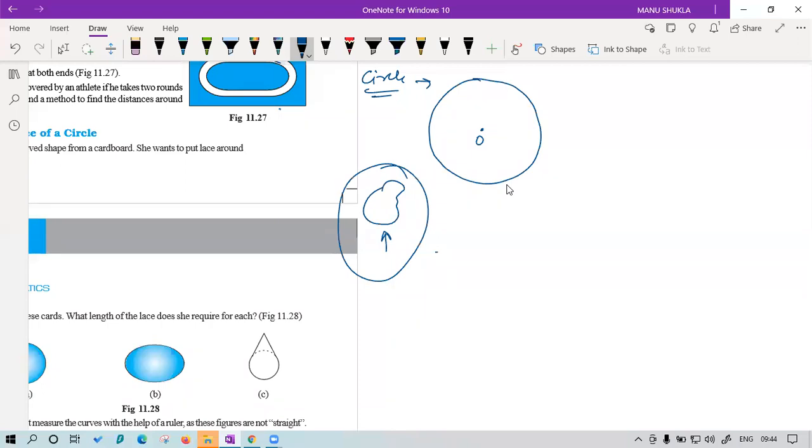Circle is a 2D figure having all points at equal distance from center. Very much correct. So circle is a set of points. You can see these all are points. These all points are at equal distance from a fixed point. You can say the group of all the points which are at equal distance from a fixed point is known as circle. This is known as radius. Your definition is correct. This is your center.